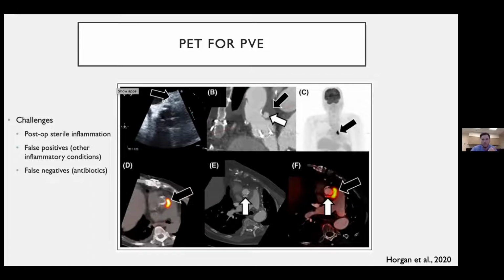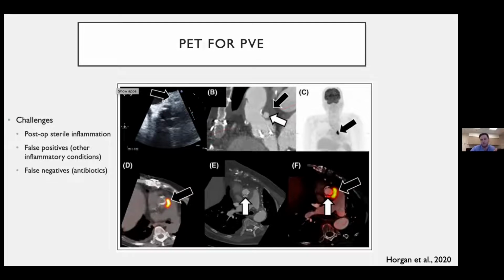First, for the first 3 months after valve surgery, there can be sterile post-op inflammation, which can't really be distinguished from infection by PET. So it's not really recommended in the first 3 months post-op. You can also get false positives from vasculitis, foreign body reactions, neoplasms, non-bacterial thrombotic endocarditis, really any other type of inflammation. And you can also get false negatives.